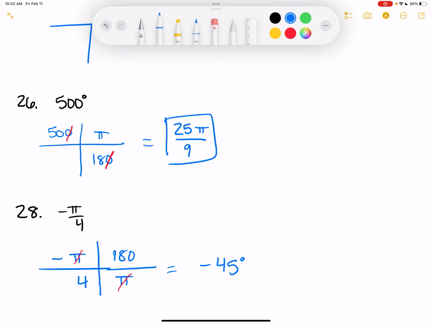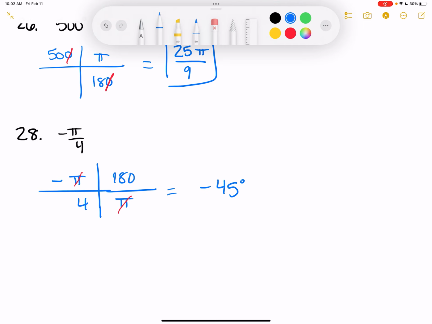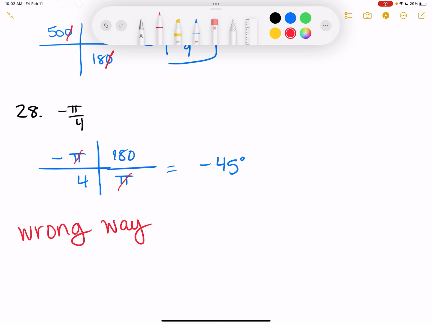Now, I'm going to show you what people tend to do and why they get it wrong when they do it this way. I wouldn't write it because I don't want you to get confused, but I'm trying to caution you because I see this every year. They'll go negative pi over 4 over 180 over pi.